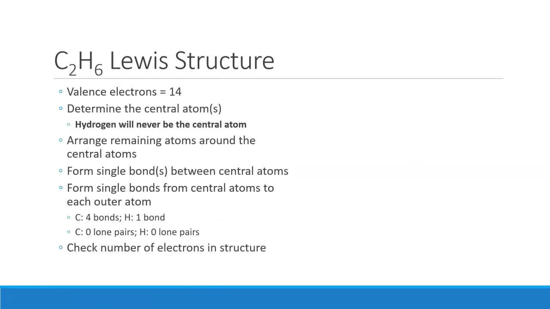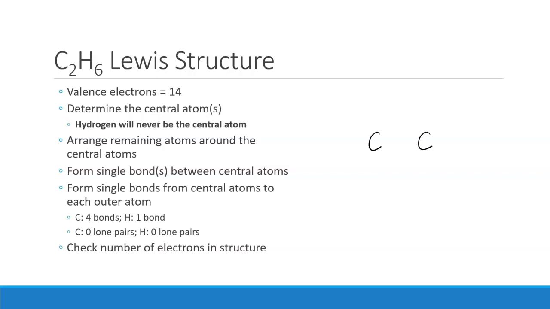Now we need to determine the central atom, which we know can't be hydrogen. But the problem is that we have 2 carbons. So which one is the central atom? And the answer is both of them can be the central atom. And so what we're going to do this time is place the 2 carbons side by side. And so we have 2 central atoms in the center of our structure. And then we want to arrange any of the remaining atoms, our hydrogens, around those carbons.